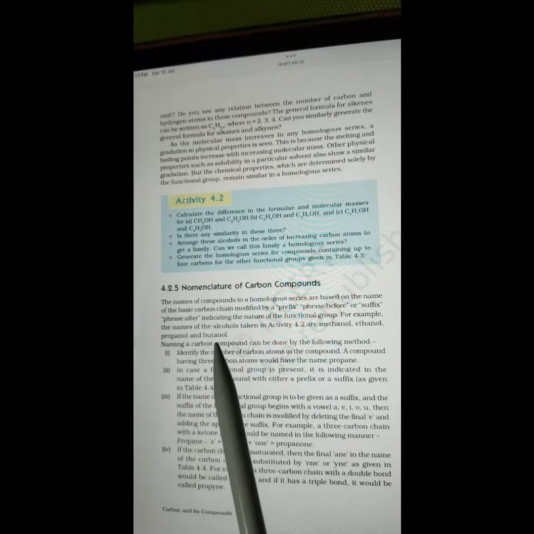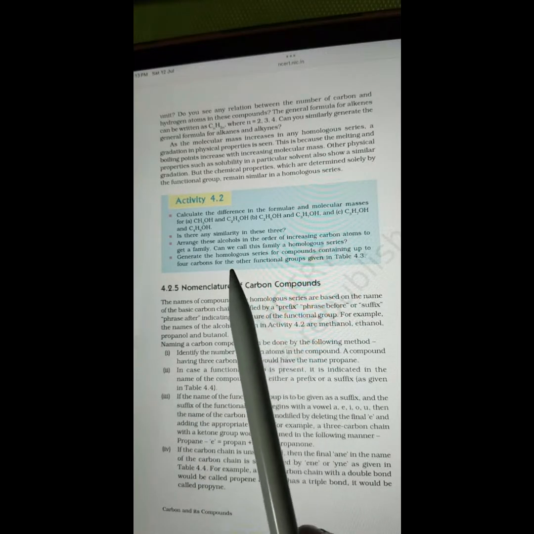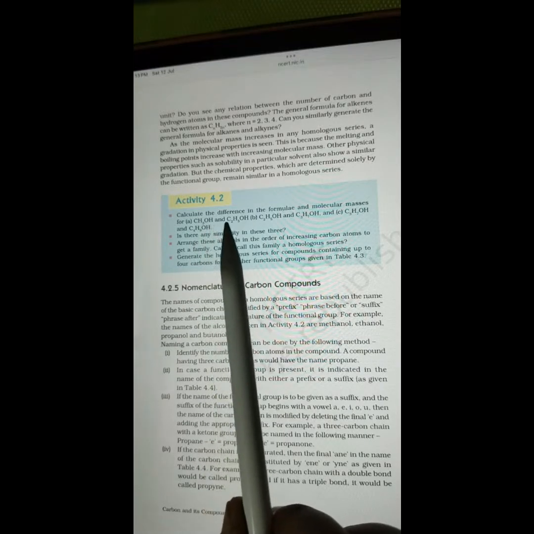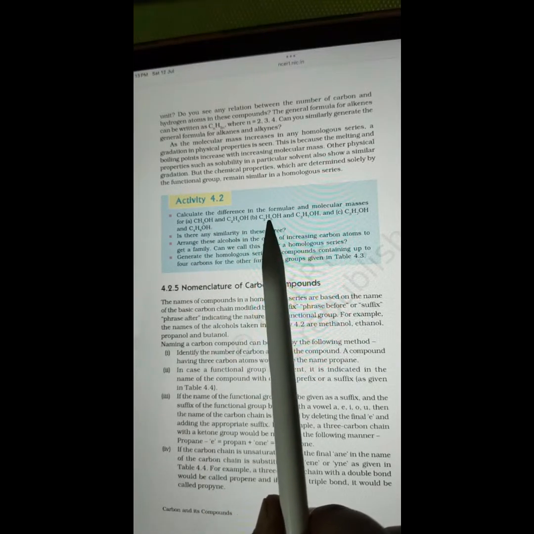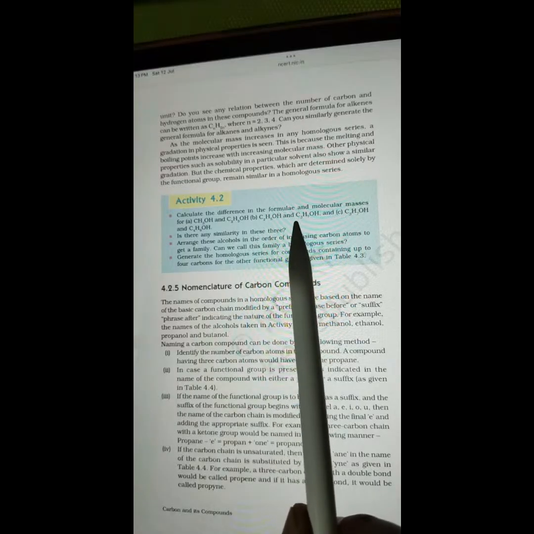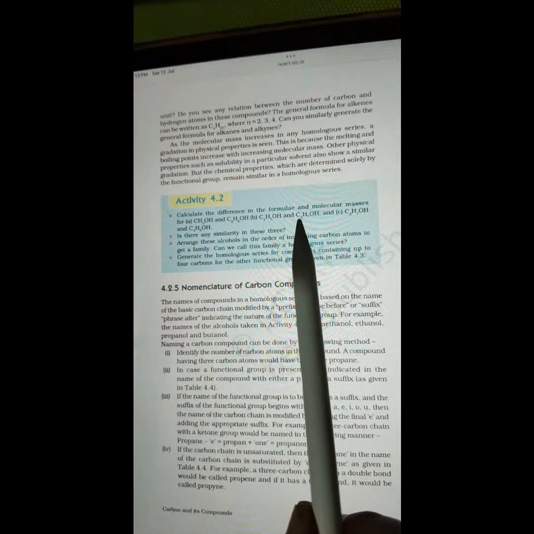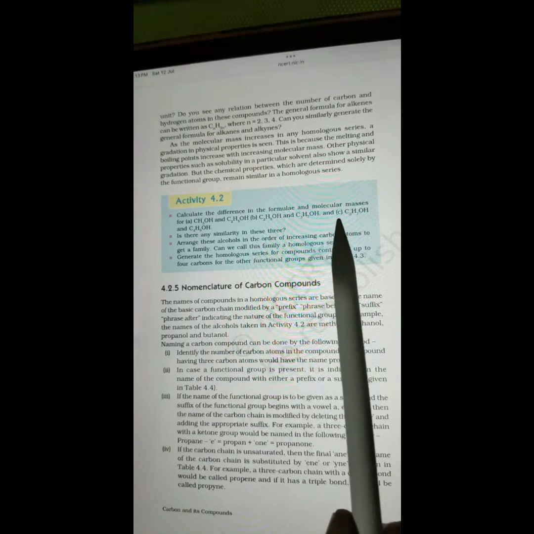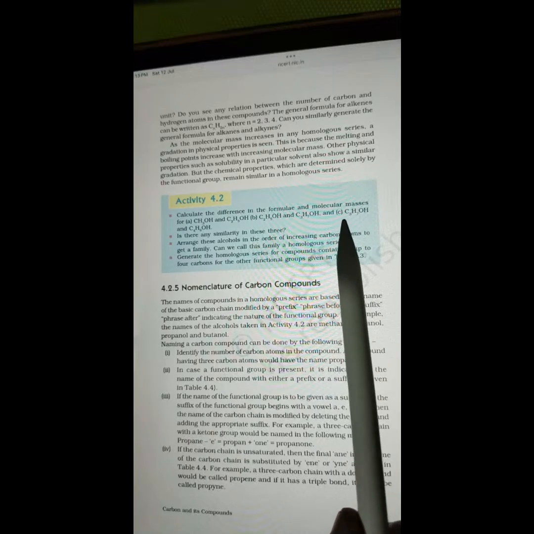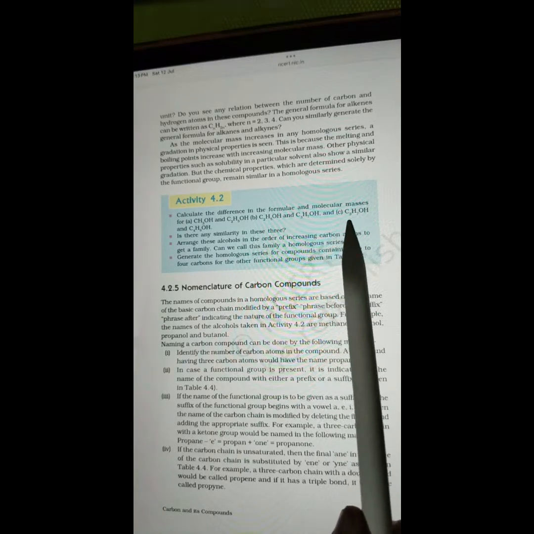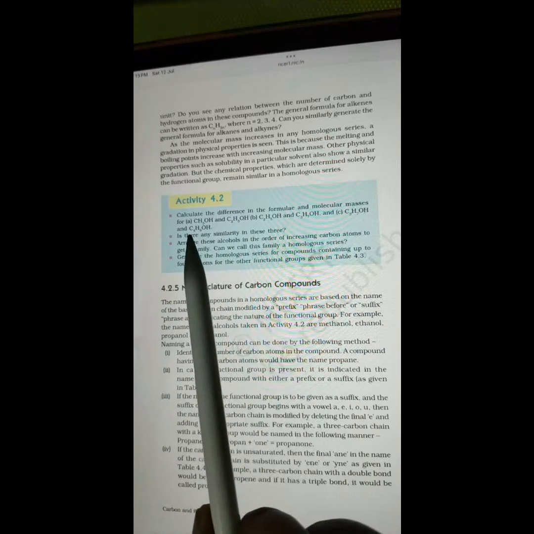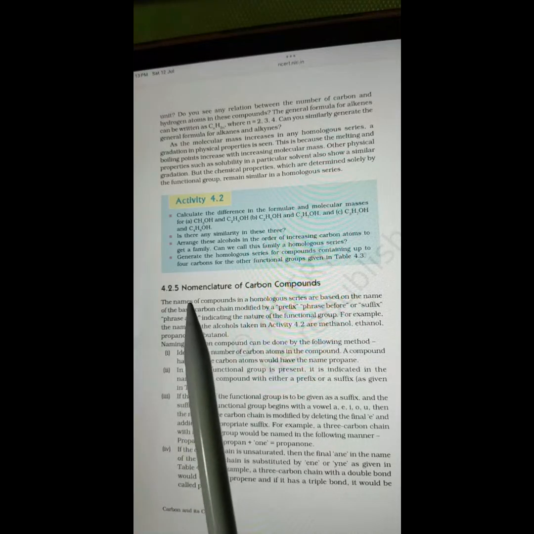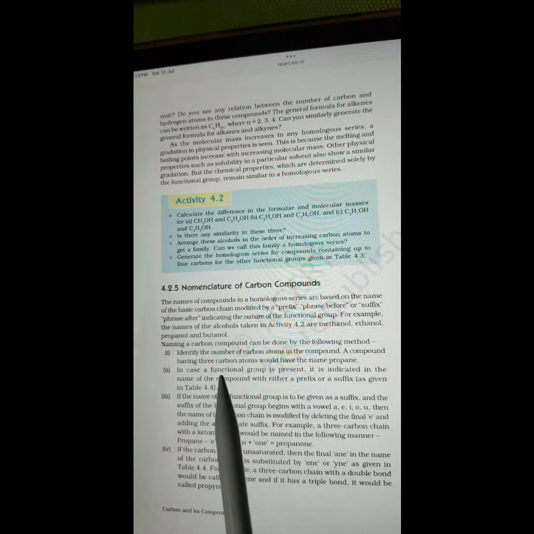For example, the names of the alcohols taken in Activity 4.2 are these. So I took the names only. So this is methanol. This is ethanol. This is propanol, because three carbons are there. That makes it prop, and for OH we will be writing ol. So it becomes propanol, right? This is C3H7OH, and this is C4H9OH. This is butanol, because it has how many carbons? 4 carbons.